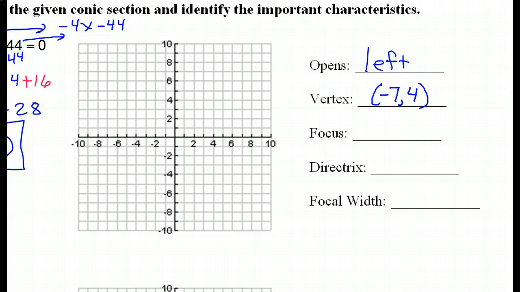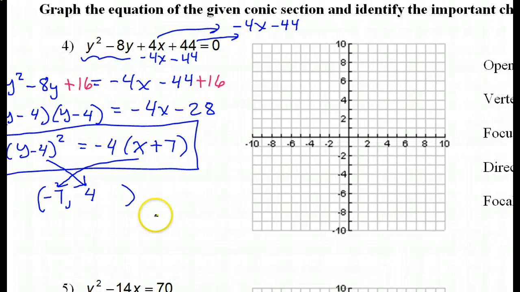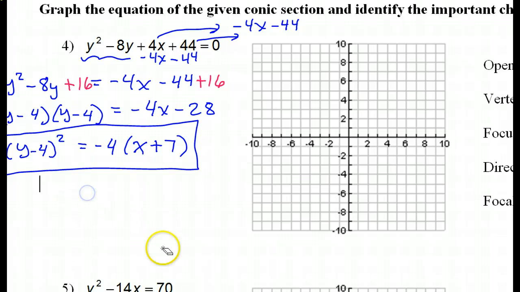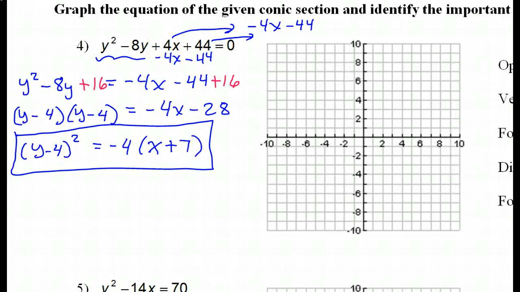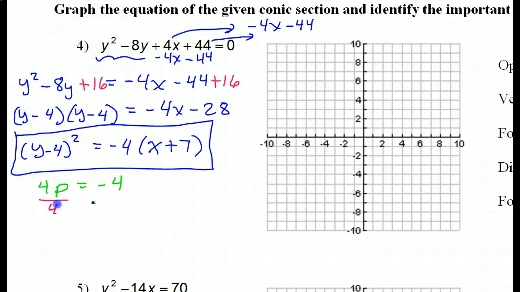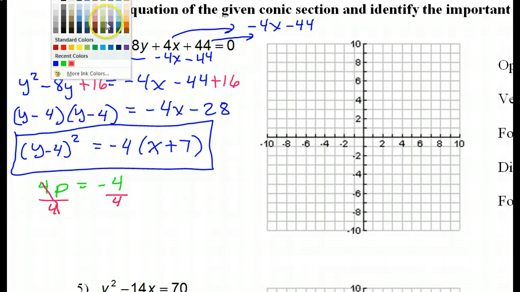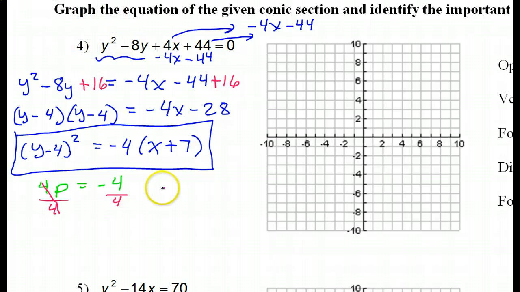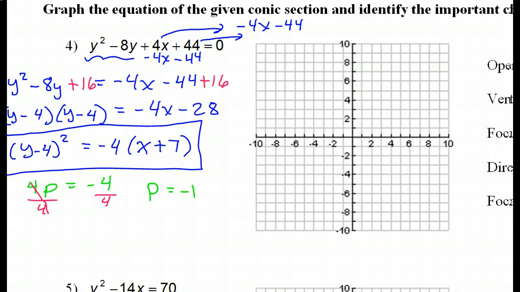Alright, now we need the focus. To get the focus, we need that p-value. So we know that 4p equals this number right here. So 4p is equal to negative 4. Dividing by 4 on both sides, that gives us that p is equal to negative 1. Okay, good to know.